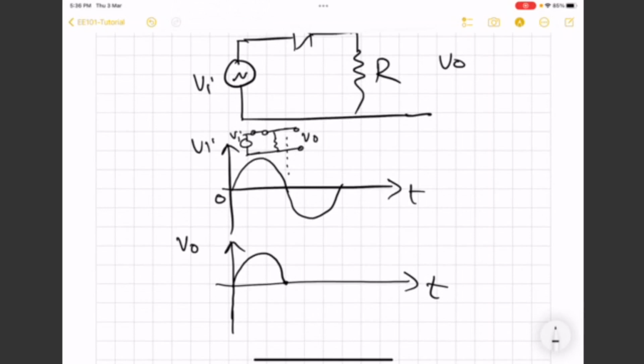But for the second half, the diode is going to be reverse biased. It will be open circuited, and what you will get on the output is 0. So for this second half, the equivalent circuit is going to be like this. So here output is going to be 0.